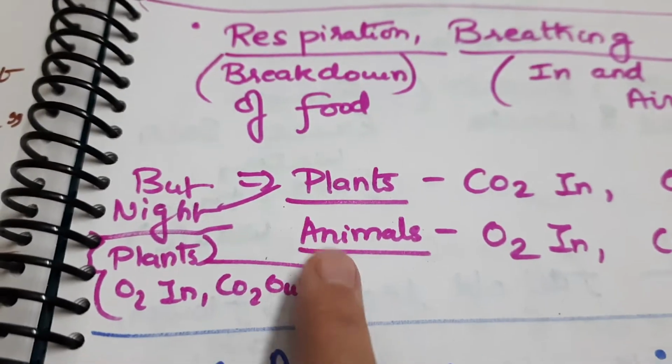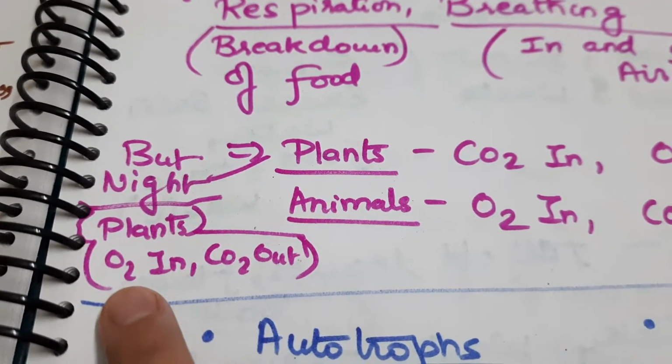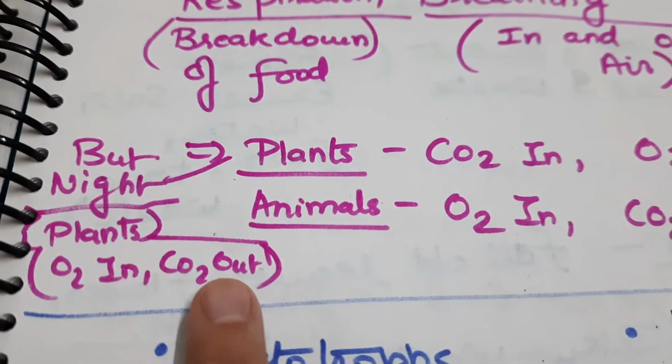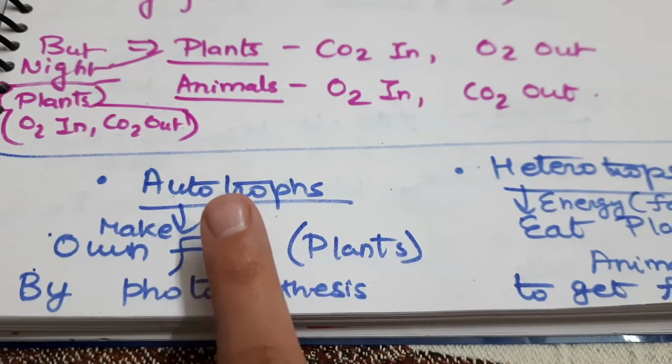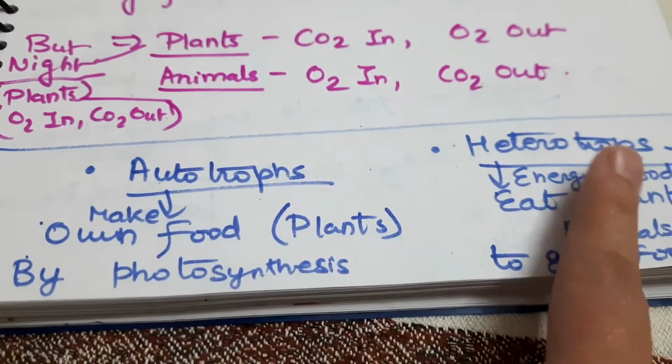But at night, what happens? Plants take oxygen and give out carbon dioxide, similar to animals, okay. Now coming to the food type. So food: autotroph and heterotroph.